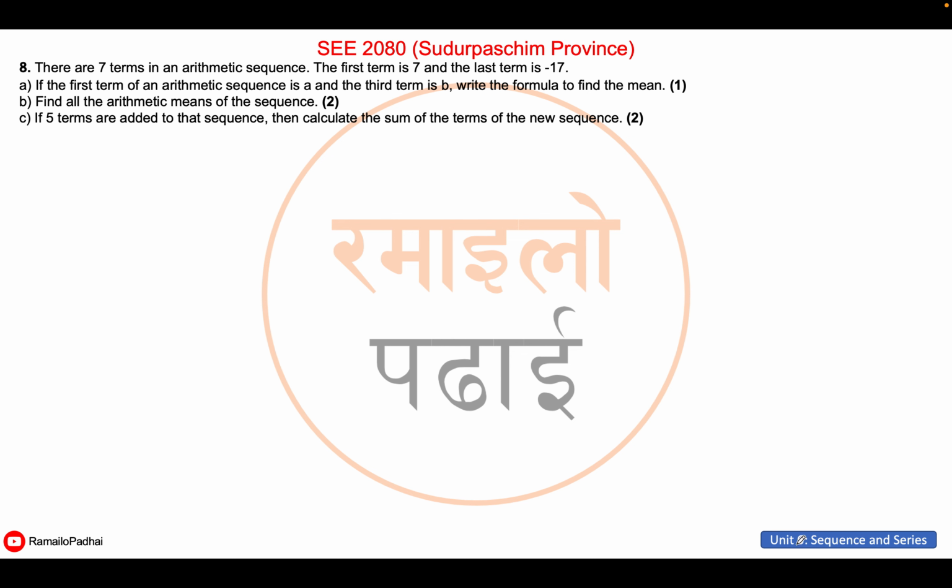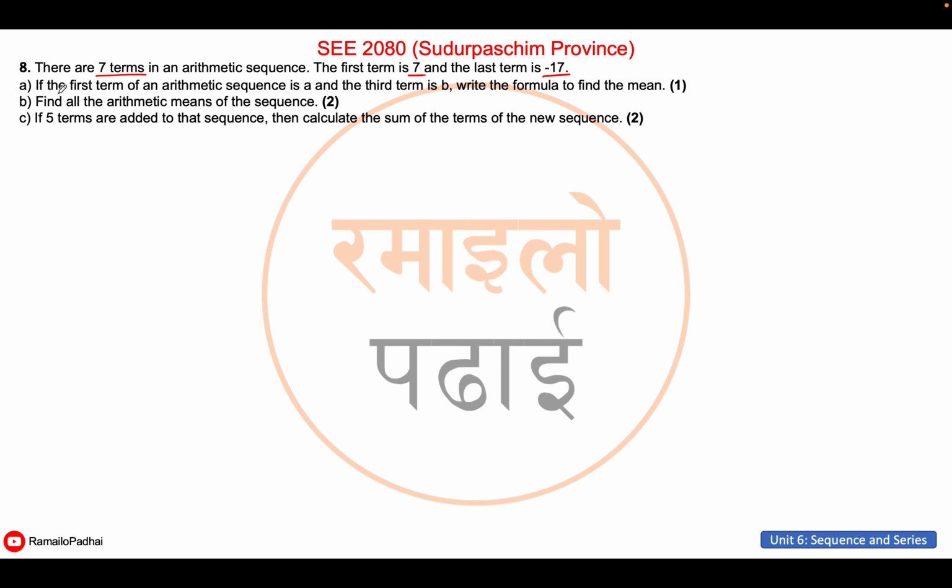Today we are going to solve a question from Unit 6 Sequence and Series that was asked as question number 8 in SEE 2080 Sudurpaschim Province, and the question says that there are 7 terms in the arithmetic sequence. The first term is 7 and the last term is minus 17.